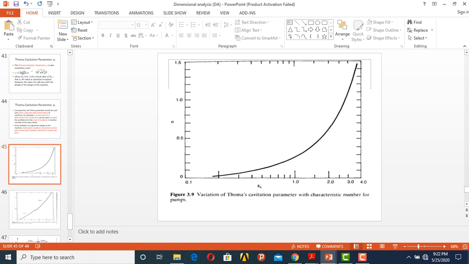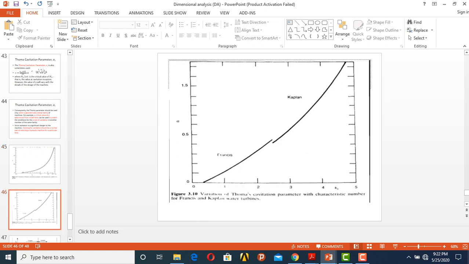So this is the relationship which shows the Thoma number to specific speed. From here we can get a specific speed from the duty and then use it to find the Thoma number. The Thoma number will help us find the required suction head for this machine. Once you have the required suction head, you buy the machine, and then the system has the net positive suction head available.